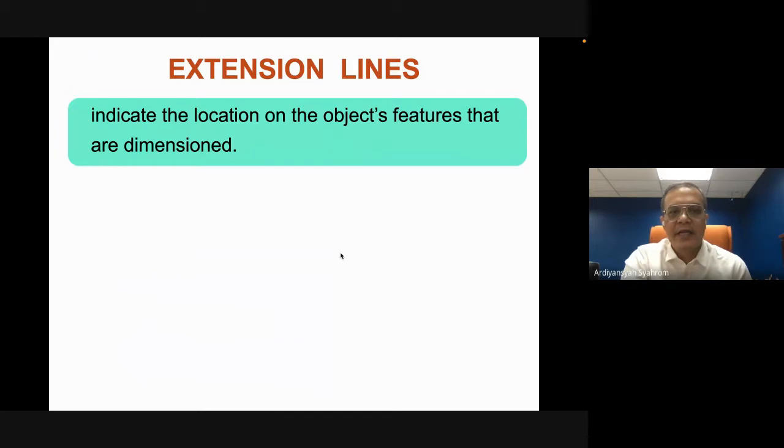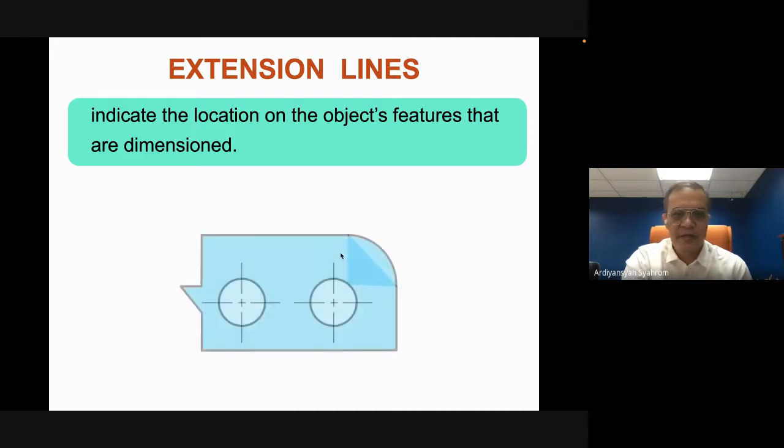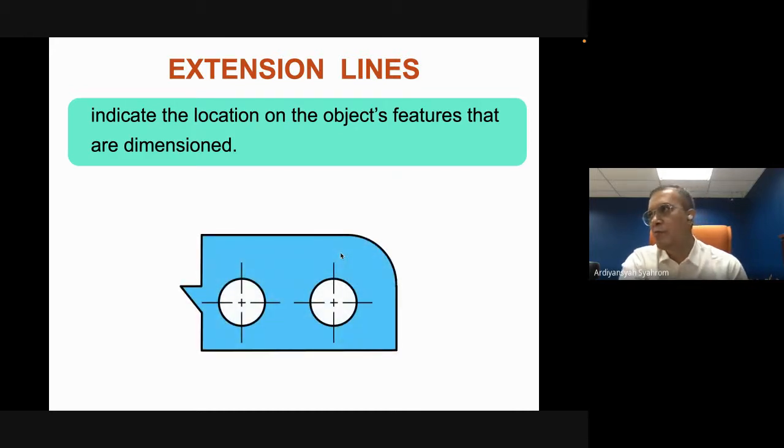Extension lines indicate the location of the object features that are dimensioned. For example, that one indicates the location of the feature that is dimensioned. That is an extension line. That is also an extension line. Also, that one is an extension line.